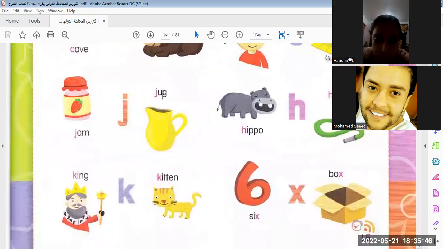Long O. Why do we pronounce the letter O in this word, Hannah? Because O consonant E makes the sound O. The first case of long O, O consonant E. And after that?